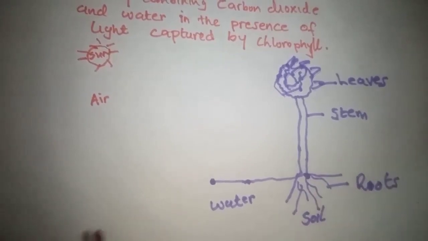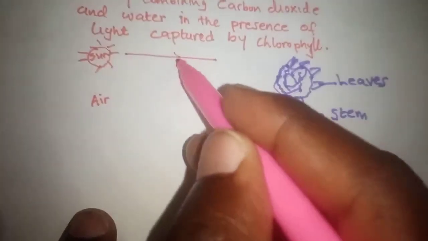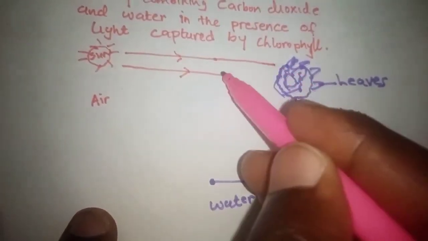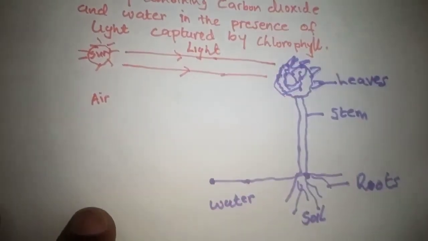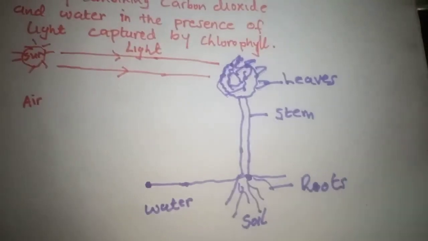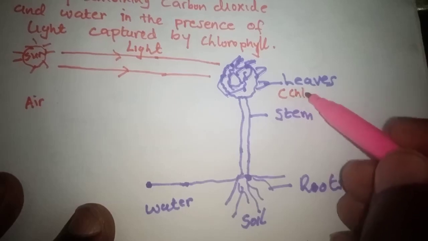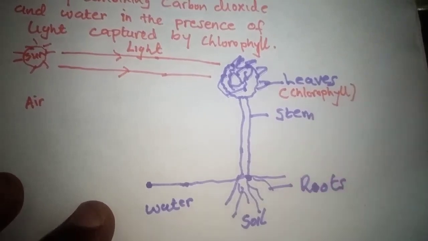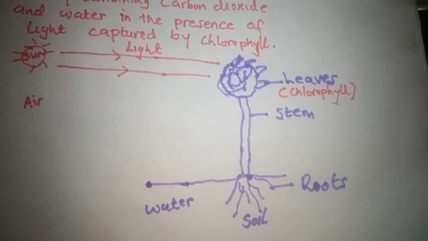What happens here is you have light rays going towards the leaf of the plant. In these leaves you have what we call chlorophyll. Chlorophyll is found in the leaves. This chlorophyll is able to capture the light and convert it to chemical energy, and that chemical energy is what is used in photosynthesis.